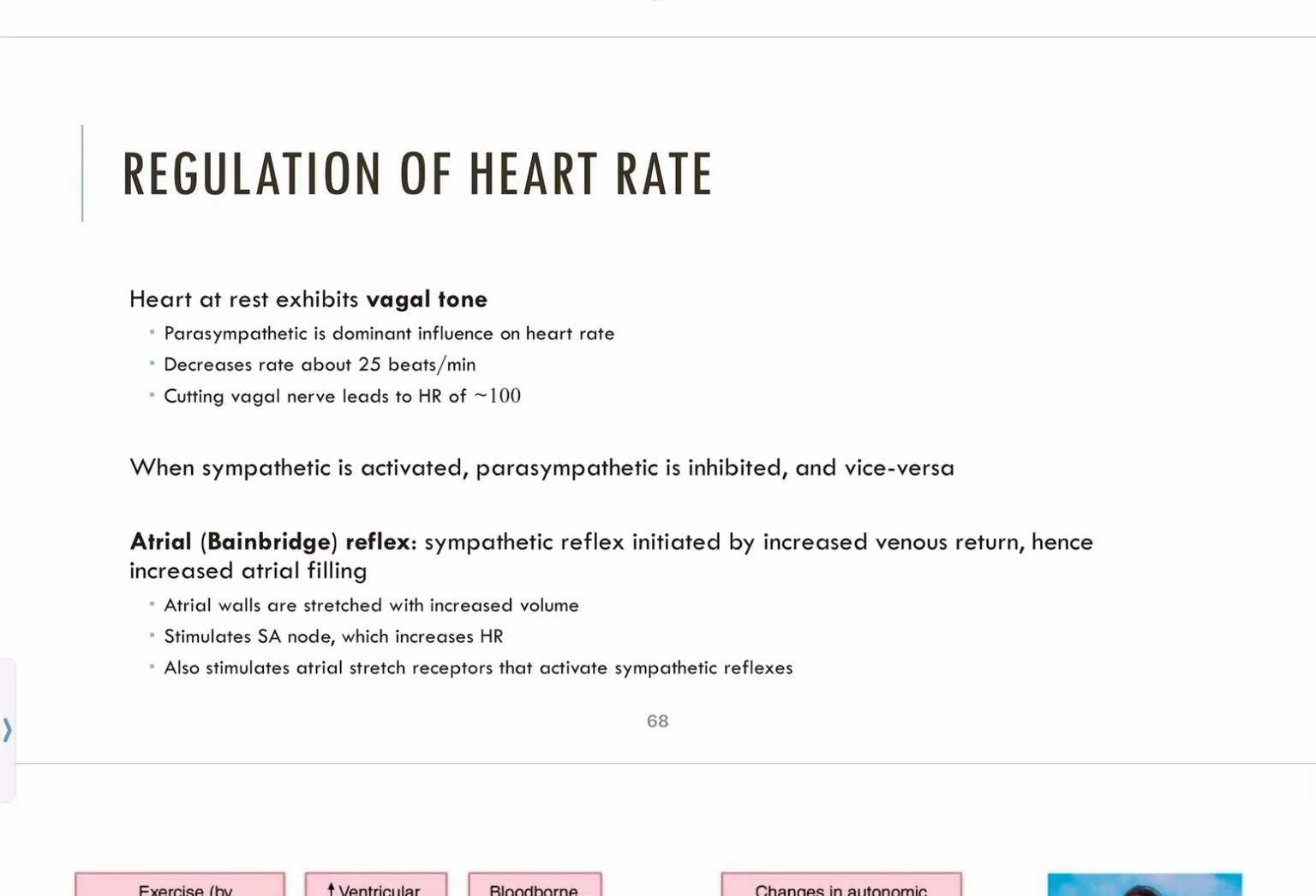So a unique response is referred to as the Bainbridge reflex, also referred to as the atrial reflex, and this is going to be triggered by increased venous return. So the more blood we have coming back to the heart, the more we're going to stretch our atrial walls. And this is going to stimulate the SA node and the sympathetic centers to increase our heart rate. And this is going to help maintain balance between venous return and output.